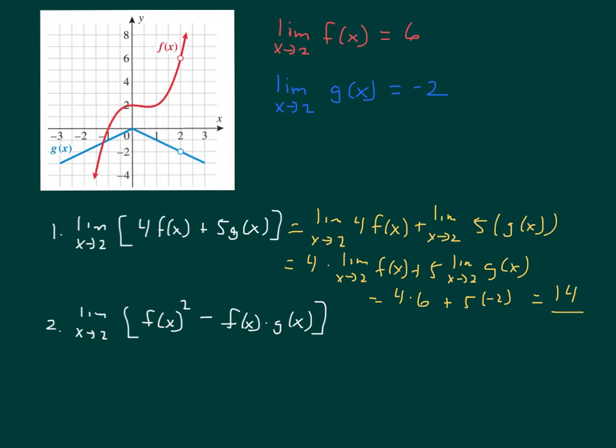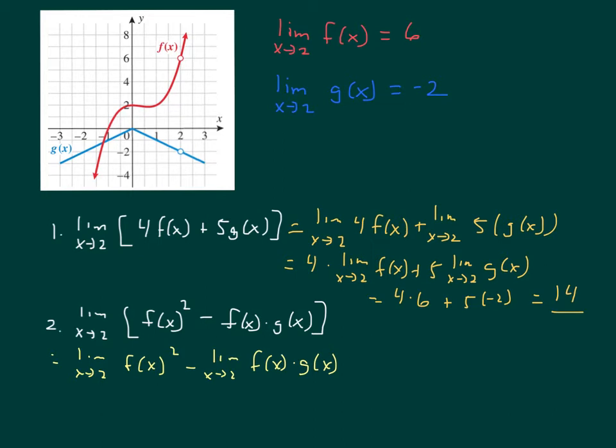Now let's take a look at our second one. In this case, we have the limit as x approaches 2 of f of x squared minus f of x times g of x. Again, by those limit properties that we had, I know this is going to equal the limit as x approaches 2 of f of x squared minus the limit as x approaches 2 of f of x times g of x.